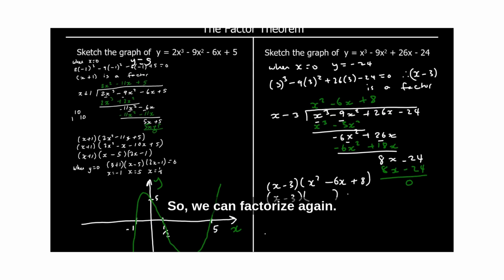So we can factorize again. That's x minus 2, x minus 4. So we've got x equals 3, 2, and 4. x equals 2, 3, and 4.